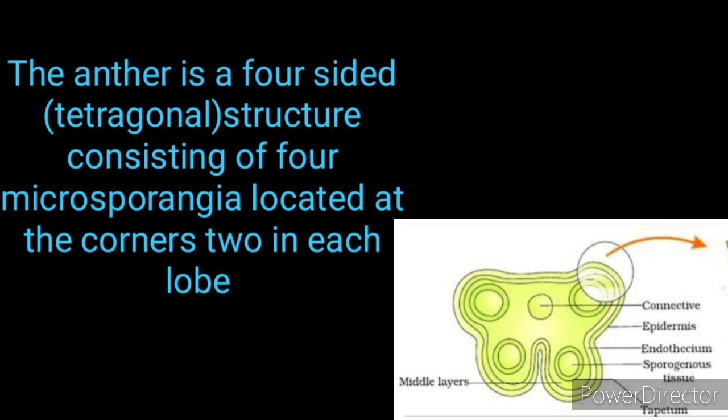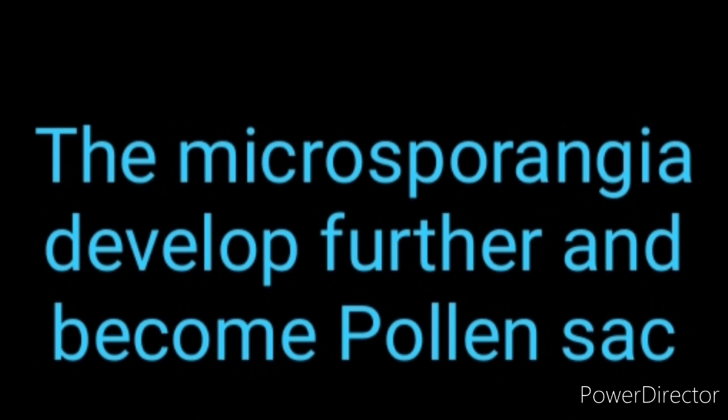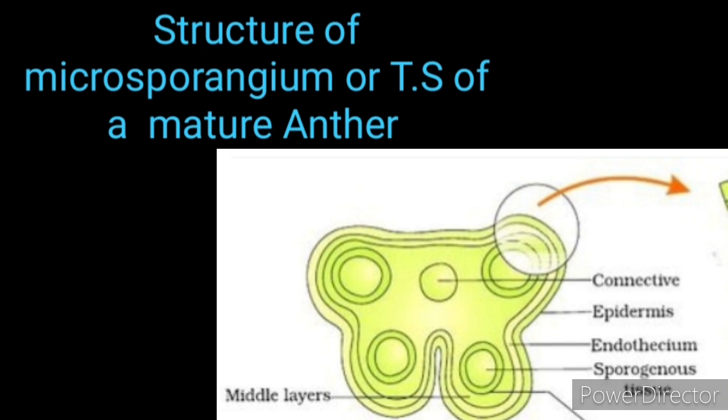So, a total of 4 microsporangia are present. The microsporangia, or the pollen chambers, develop further and become the pollen sacs. They extend longitudinally through the length of an anther and are packed with pollen grains. Next, we will discuss the structure of the microsporangium.